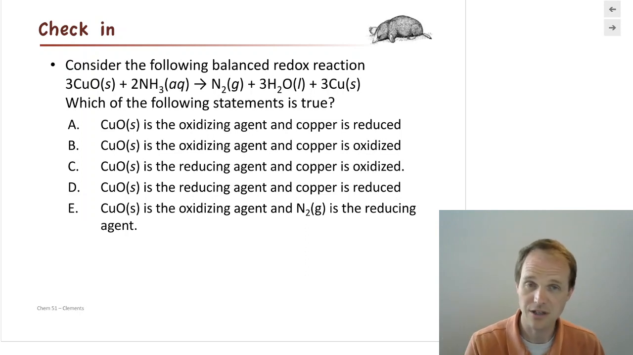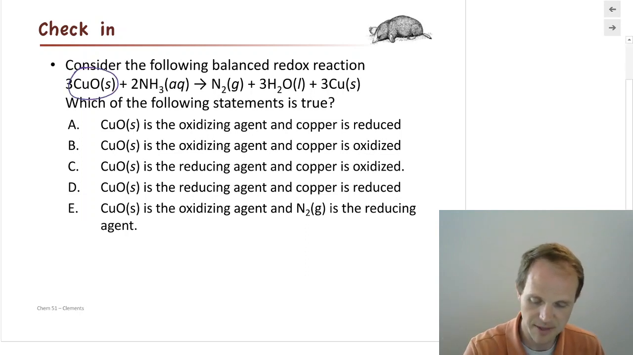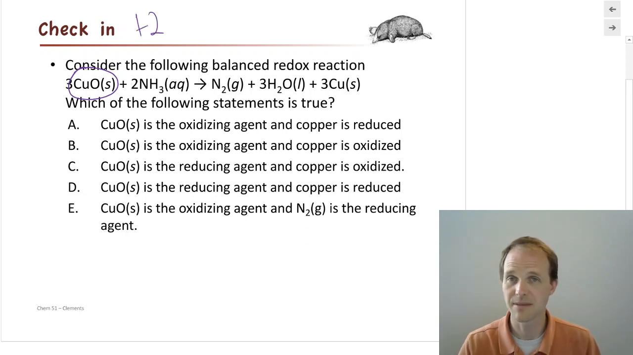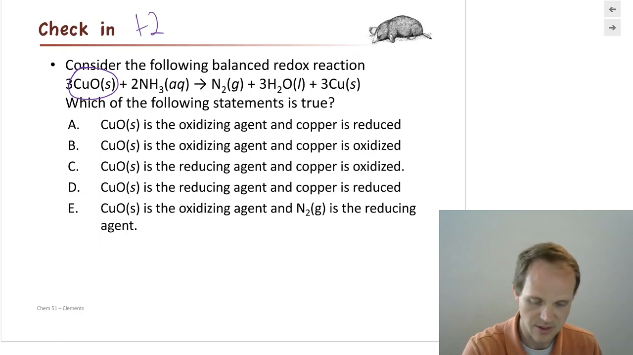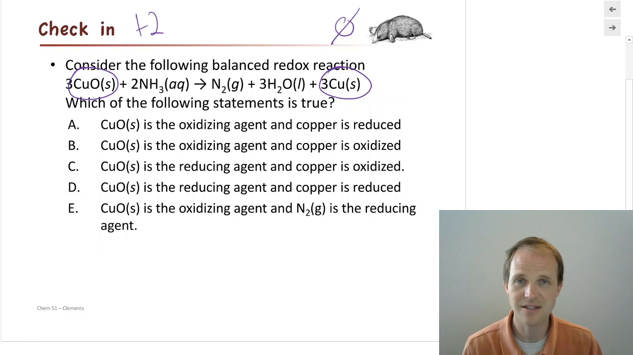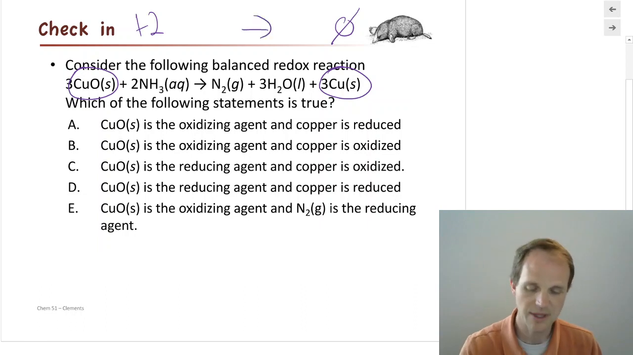So we have to look at copper first, oxidation states. Copper's oxidation state is plus 2. Why? Because it's paired with the oxygen. Minus 2 plus something is 0, plus 2. Copper solid, sitting there all by itself doing nothing. It's got to have an oxidation state of 0. Plus 2 going to 0.